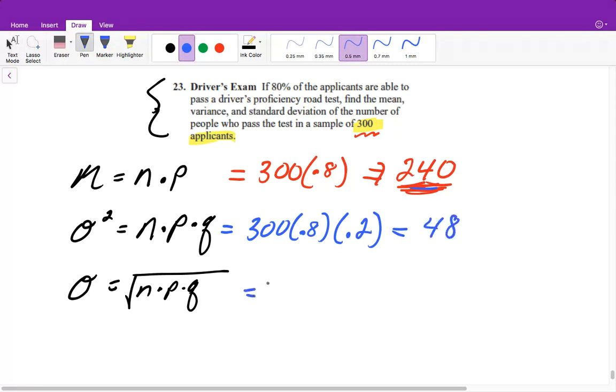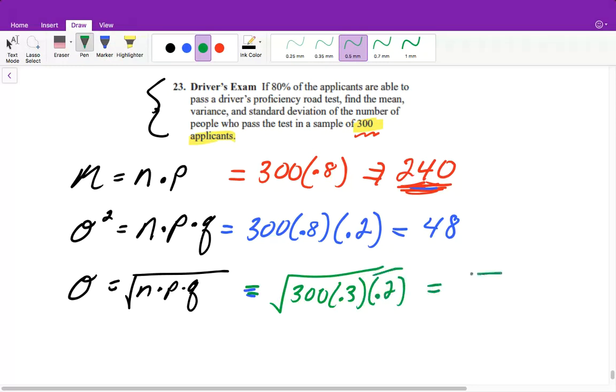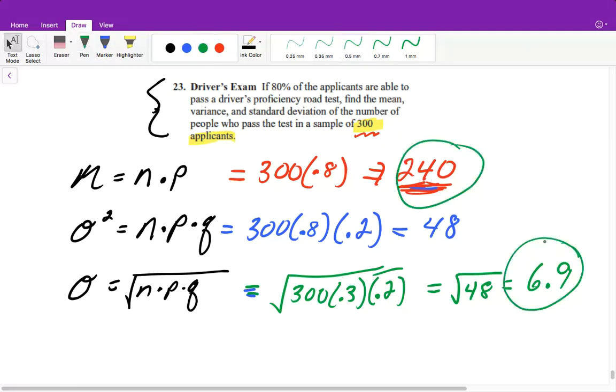And then to find our standard deviation, it is the square root of our N times our P times our Q, which we know is equal to 48. So the square root of 48 is equal to 6.9. So roughly 7. So we would have a mean of 240 and a standard deviation of 6.9.